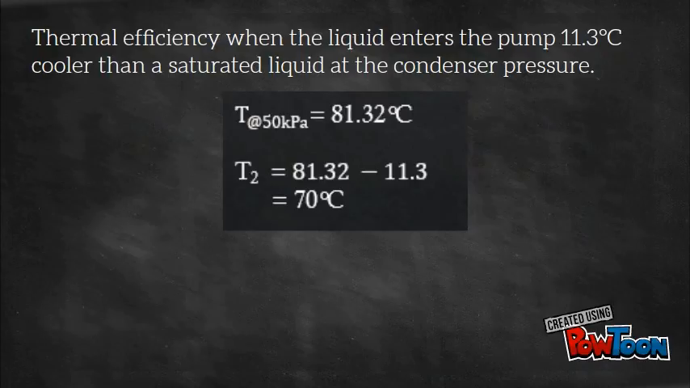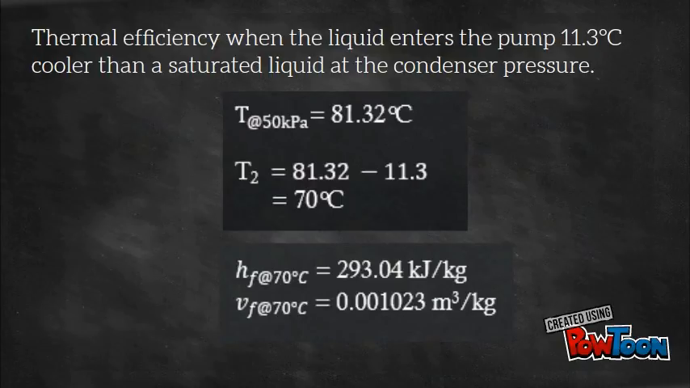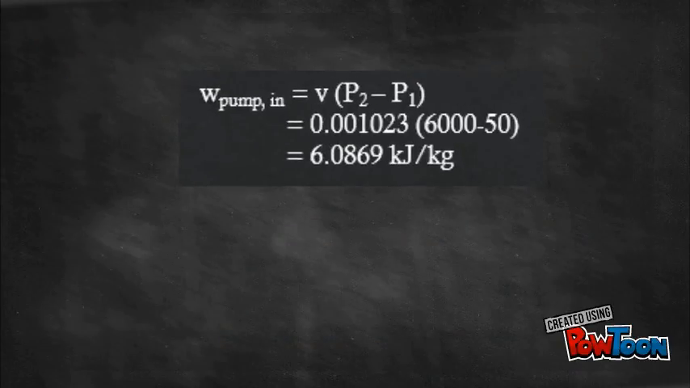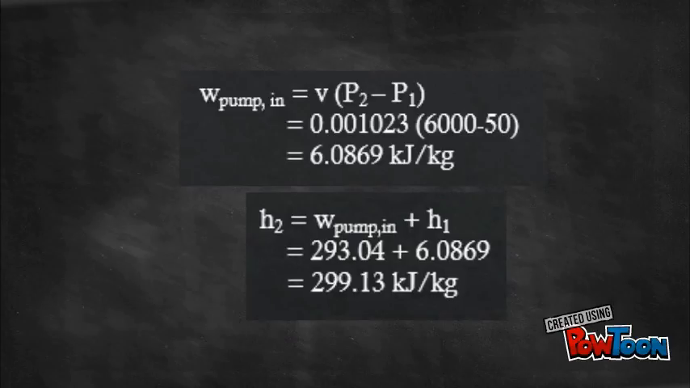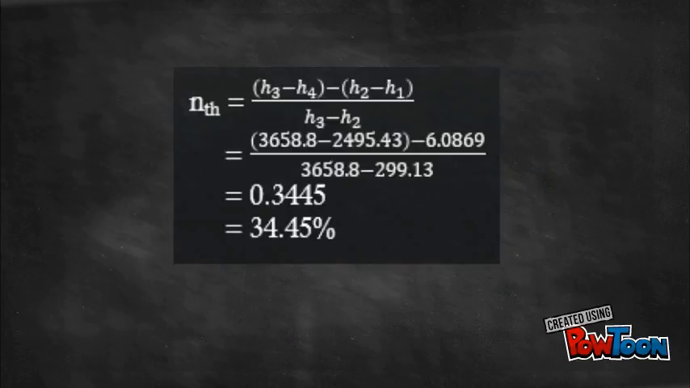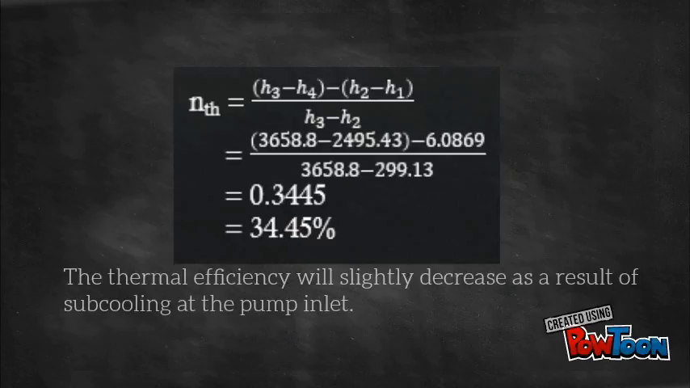Next, the temperature at the pump is 81.32 degrees Celsius at 50 kilopascals and is then decreased by 11.3 degrees Celsius to 70 degrees Celsius. The enthalpy and specific volume at 70 degrees Celsius are obtained from Table A5. The new work done at the pump is calculated and the new H2 is calculated by adding the work done at the pump to H1. The new thermal efficiency is obtained by replacing the work done at the pump and H2 with the new work done and new H2. The new thermal efficiency is slightly smaller than the thermal efficiency calculated above.